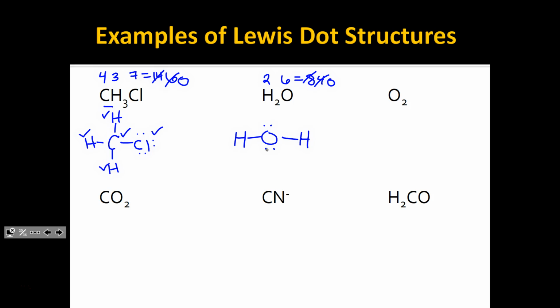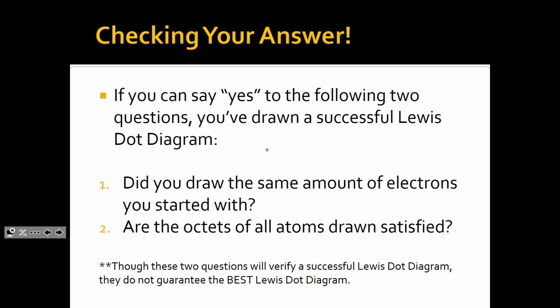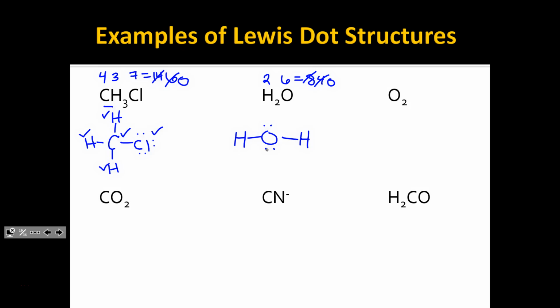Those 2 questions were, and I'll go back real quick: Did you draw the same amount of electrons that you started with? And are the octets satisfied? So let's look at the second example that we just did. First of all, I had 8 valence electrons at the beginning. Do I have 8 here? 2, 4, 6, 8. I do have the same amount of electrons. Are all the octet rules satisfied? Yes.